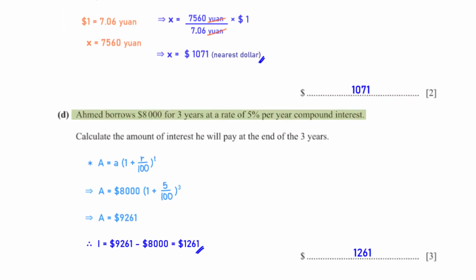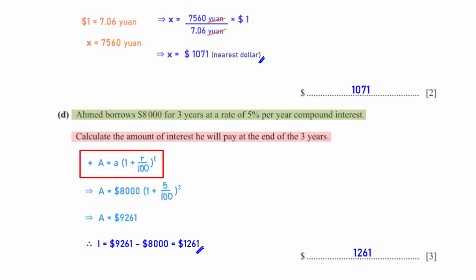Ahmed borrows $8,000 for 3 years at a rate of 5% per year compound interest. Calculate the amount of interest he will pay at the end of the 3 years. First, we can use the compound interest formula to get the total amount of money he will be paying.